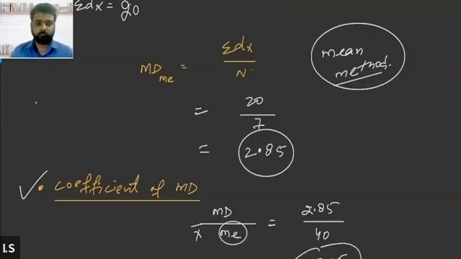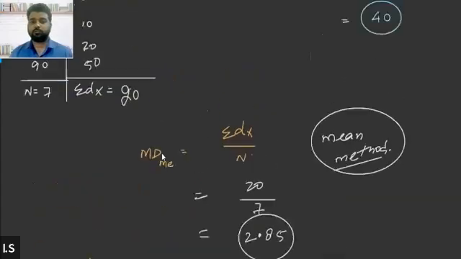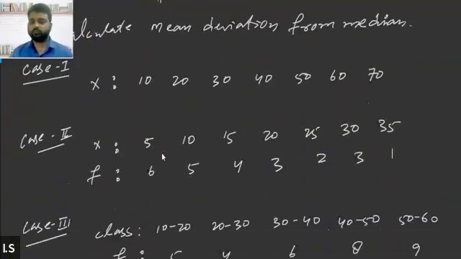You getting me? If you have calculated the mean deviation using the median, then to find the coefficient you divide the mean deviation by the median value. And if you have calculated the mean deviation using the mean method, then to find the coefficient you divide it by the mean value. Is this clear to you? Yes, sir. Okay. All right, so this is how we solve mean deviation in case of individual series.